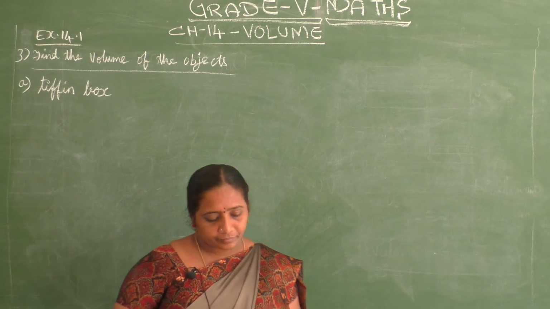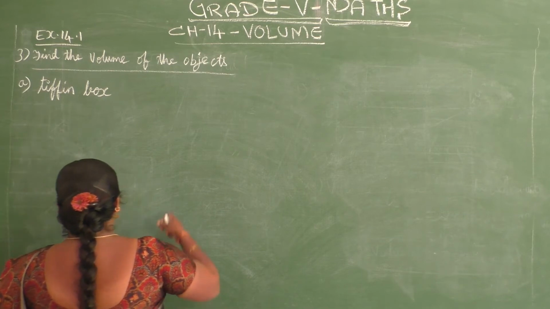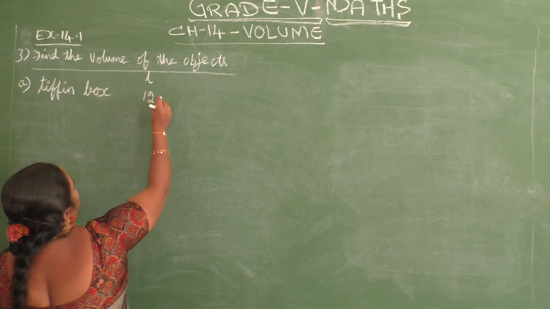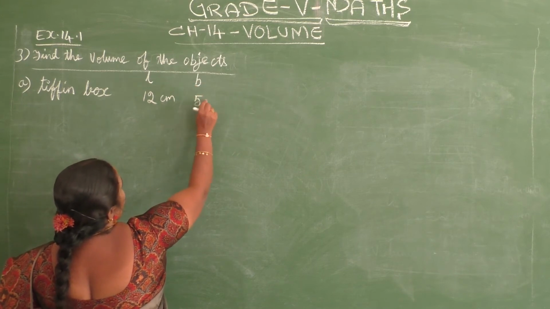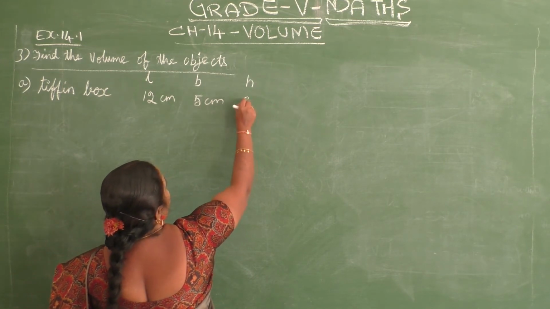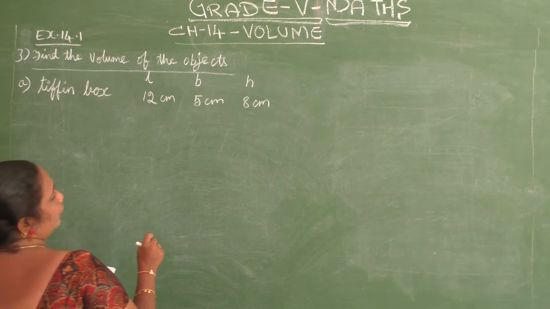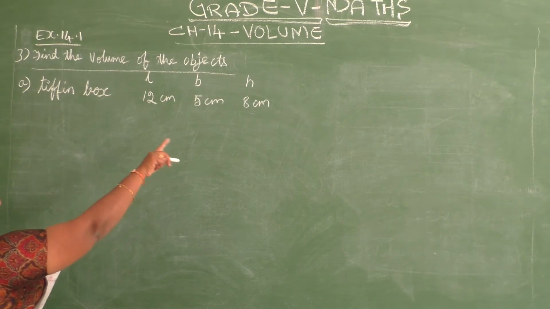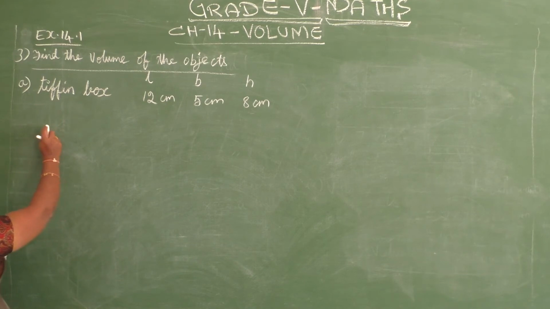Okay, so first one, they gave tiffin box. I measured one tiffin box and found the length, breadth and height. The length of the tiffin box is 12 centimeter. Then breadth of the tiffin box is 5 centimeter. And also the height is 8 centimeter. So now I am going to apply these measurements in a formula and find the volume of this tiffin box. All measurements are different, so the shape of the tiffin box is cuboid only.